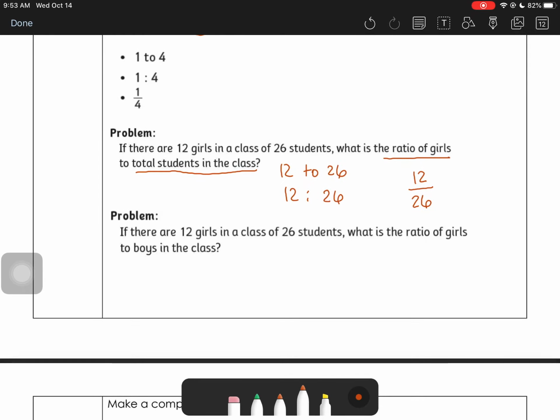In the second example, we still use 12 girls to 26 students, but it wants the ratio of girls to boys. So we're going to subtract 12 from 26 to figure out that there are 14 boys in the class. And so it wants us to write the comparison of girls to boys. There are 12 girls to 14 boys. 12 girls to 14 boys, or we can write it as 12 to 14 in a vertical way.